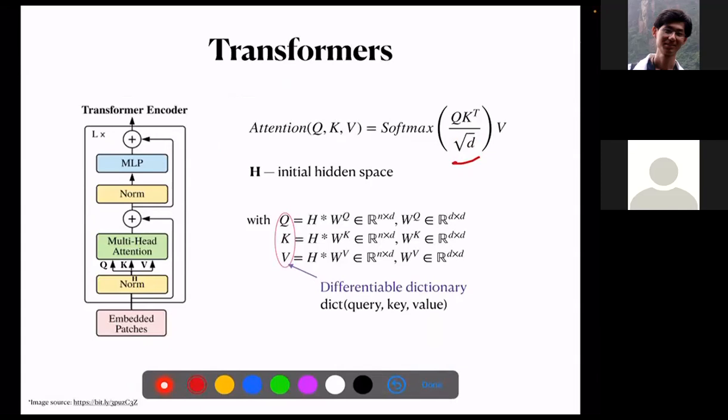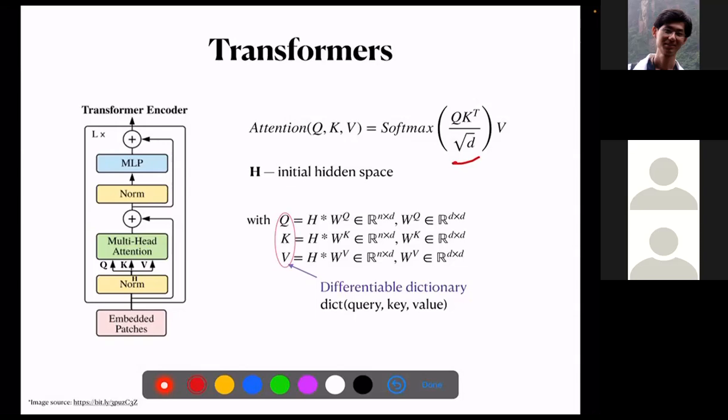Because without normalization, this dot product QK transpose will be large if the sequence is long. So we need to normalize them. What if we don't normalize them? A long sequence will have large QK transpose. And what would happen if it is large? Then I think the softmax vector will be distorted. And what is the consequence of its distortion? Probably vanishing gradient or gradient explosion.